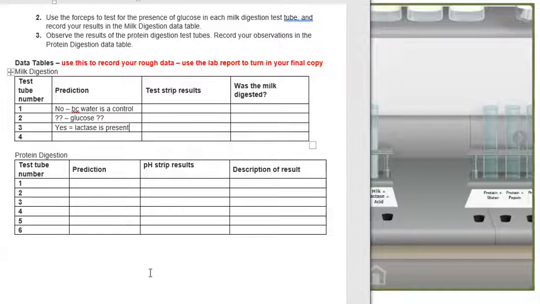Now, don't get the two confused. Lactase is the enzyme. Lactose is the sugar. And that's all we need to do for now for this section. We can't do the test strip results without 48 hours being processed. And in this column, we're going to write down our predictions.